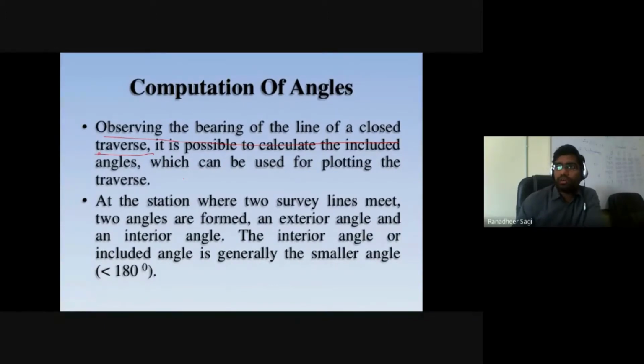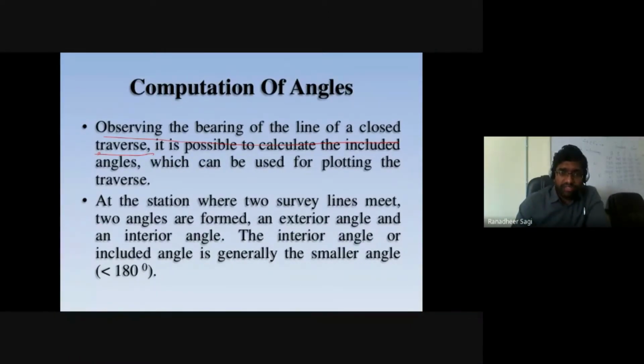So it is possible to calculate the included angles which can be used for plotting the traverse. Once we know the included angles between those lines, while mapping the data it becomes easy for us to draw that particular traverse. And with respect to the traverse of various survey lines, you can take the offsets of various objects, and accordingly map those data also.